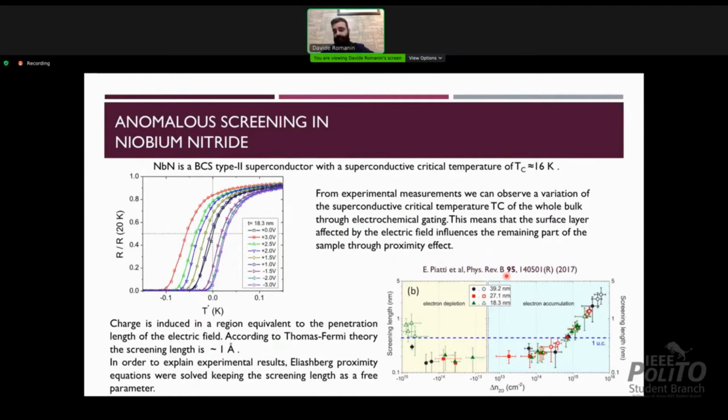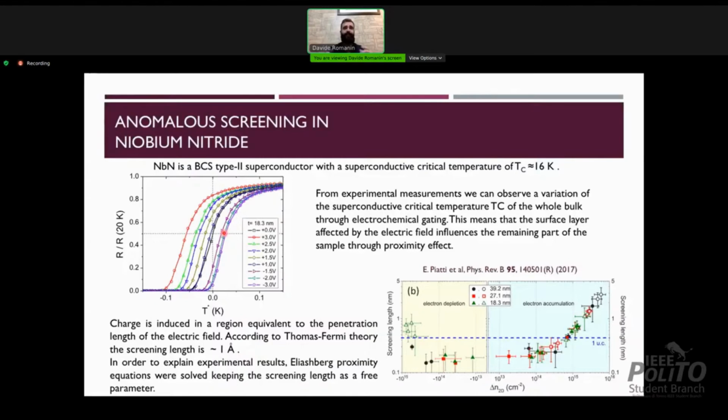As a next case study, I would like to discuss niobium nitride, which is a conventional superconductor with a bulk critical temperature of 16 Kelvin. Now, what we can see is that if we dope the system via field effect, as discussed before, we can achieve shifts of the critical temperature, which are reversible. Indeed, we have suppression or enhancement of the critical temperature depending on whether we dope the system with electrons or holes.